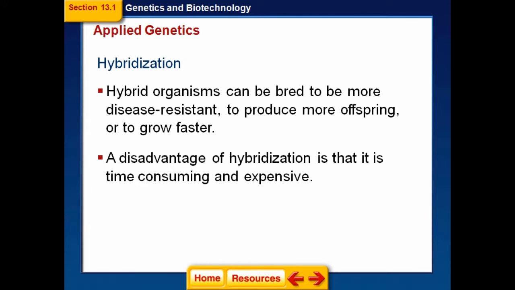Hybridization. Hybrid organisms can be bred to be more disease resistant, to produce more offspring, and to grow faster. A disadvantage of hybridization is that it's time consuming and expensive. In hybridization, organisms with different traits are selected in order to try to produce an organism that combines both the desired traits. In general, hybrids are more disease resistant, healthier, and they do produce more offspring and grow faster.